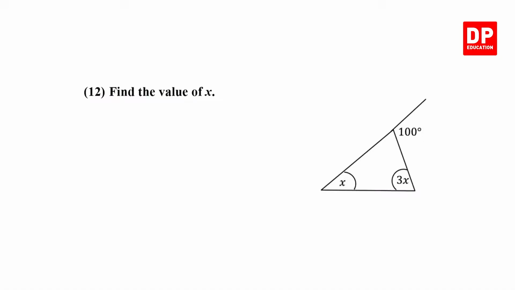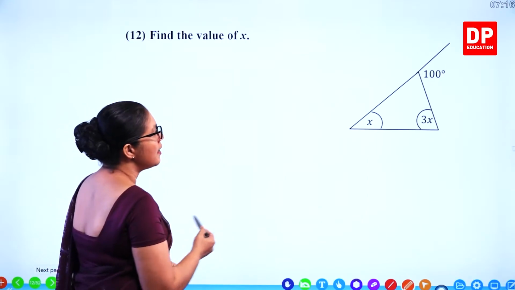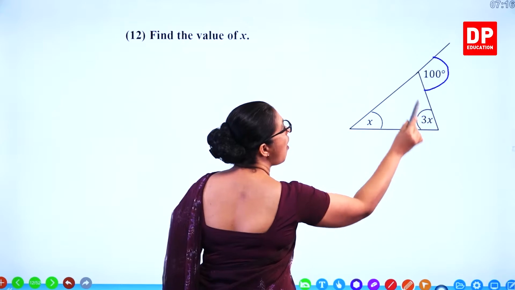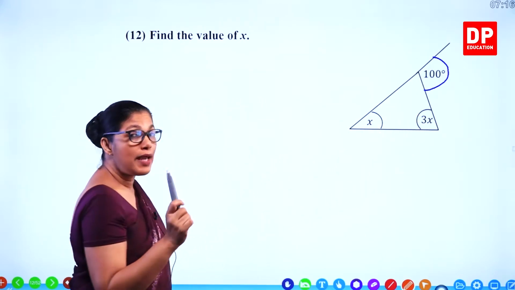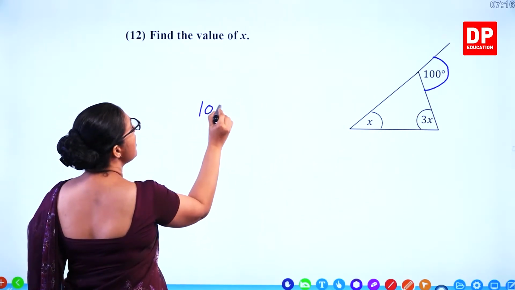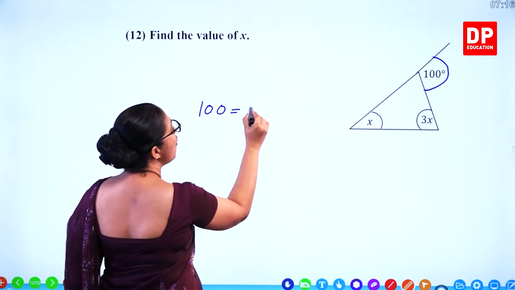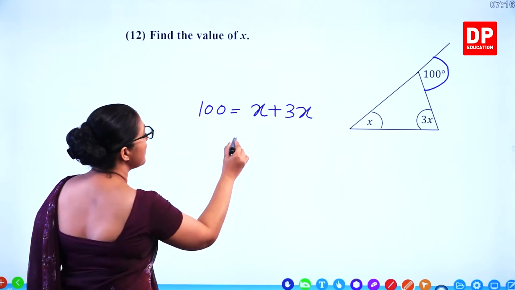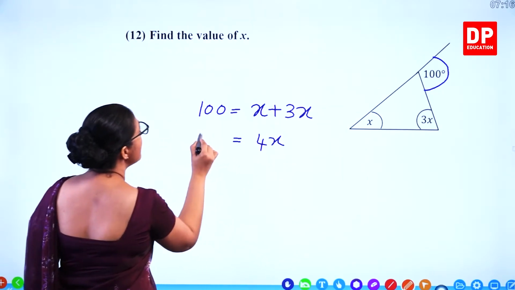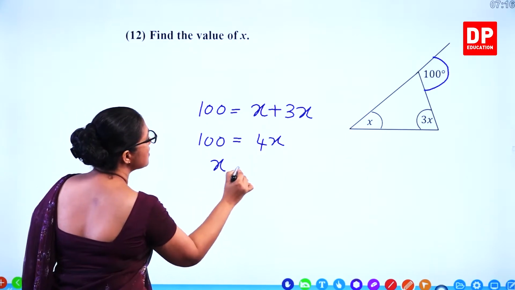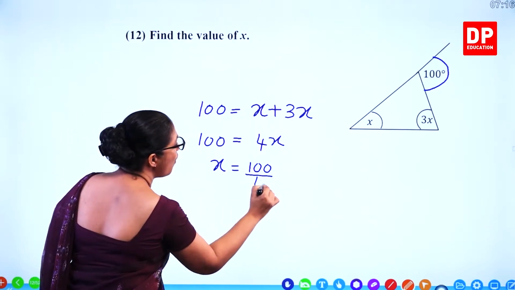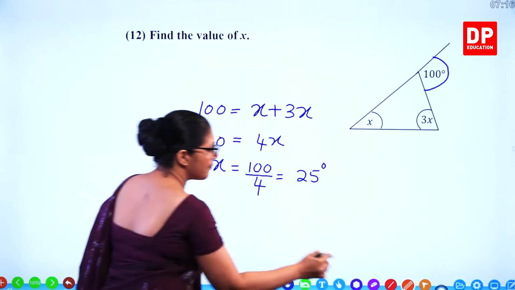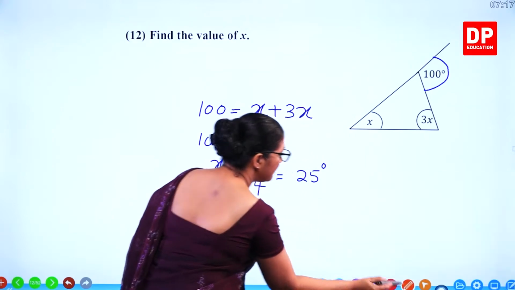Find the value of x. Look at carefully. When you take this 100-degree angle, these are the opposite interior angles. So we know that exterior angle is equal to sum of opposite interior angles. So x plus 3x, that's 4x equals 100. So what's x? X becomes 100 divided by 4. You get 25 degrees. 2 marks for that.